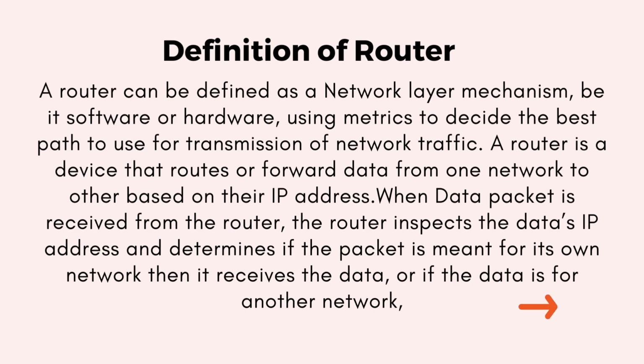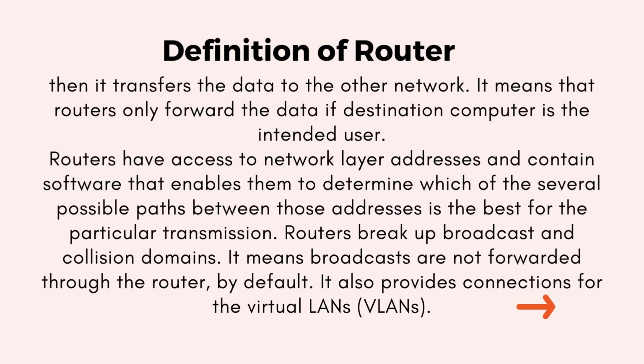When a data packet is received, the router inspects the data's IP address and determines if the packet is meant for its own network. Then it receives the data, or if the data is for another network, it transfers the data to the other network. It means that routers only forward the data if the destination computer is the intended user.